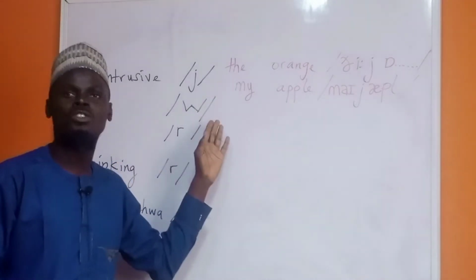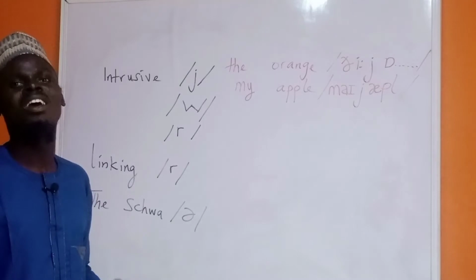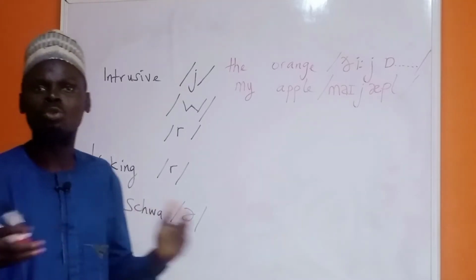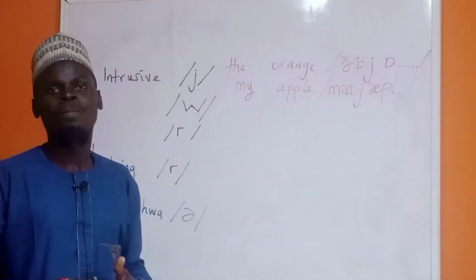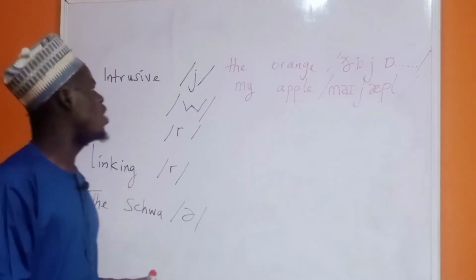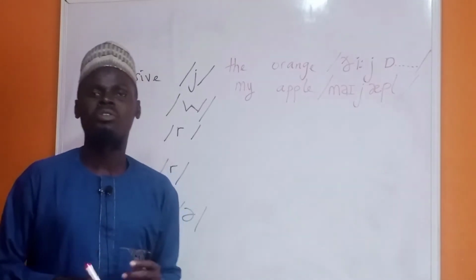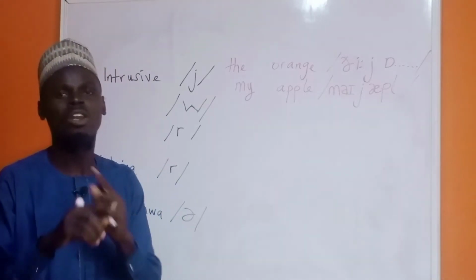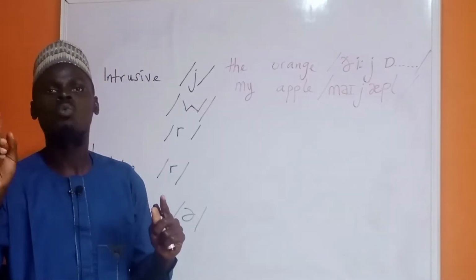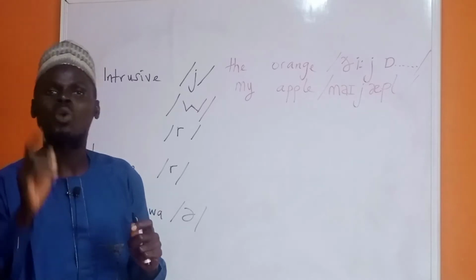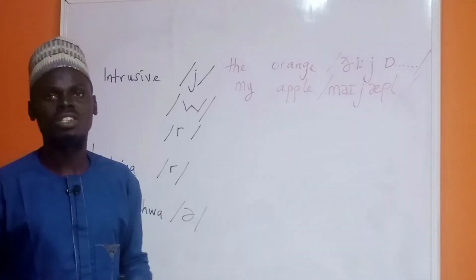Now the same thing applies to wa. At times we insert an intrusive wa to link two words together. And that specifically is when you have the sound oo, followed by a vowel, you link them together with a wa, and that wa is an intrusive wa.